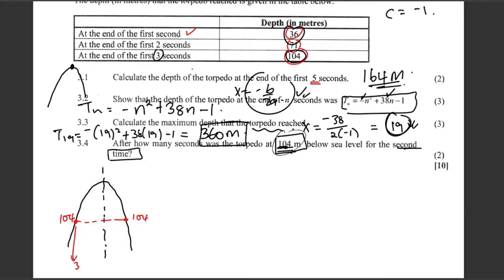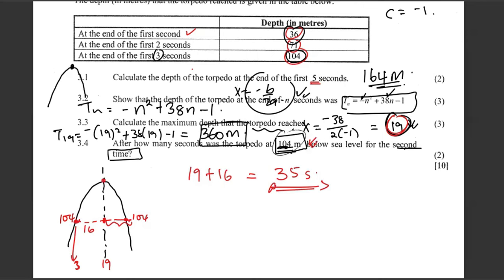But we said that the turning point happens at position 19. So what is the distance from here up to here? So 19 minus 3 is 16, okay? And if that is true, that this is 16 units, meaning that we also must have 16 units on this other side. So what is 19 plus 16? We end up with 35 seconds. So at 35 seconds, that's when we have the second 104.